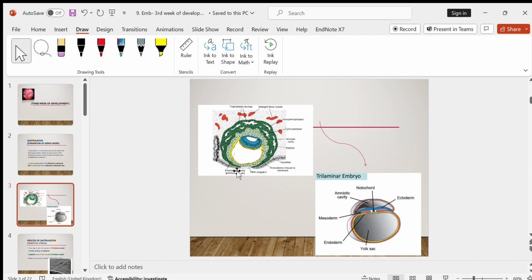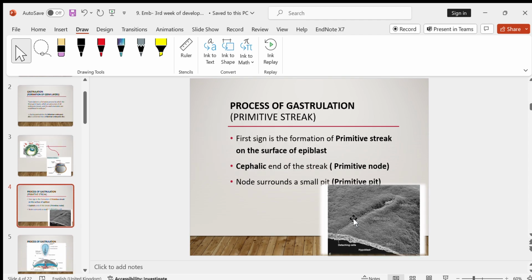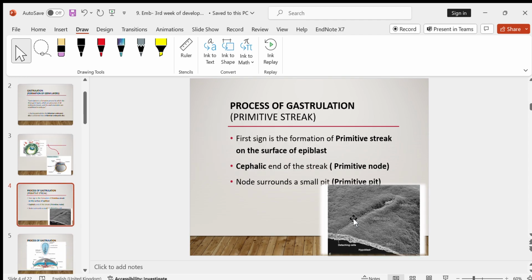So this is the bilaminar embryonic disc, the epiblast in blue color and the hypoblast in yellow color. These two layers in the second week of development will convert into three layers, the ectoderm, mesoderm, and endoderm in the third week of development. So what is the process of gastrulation?